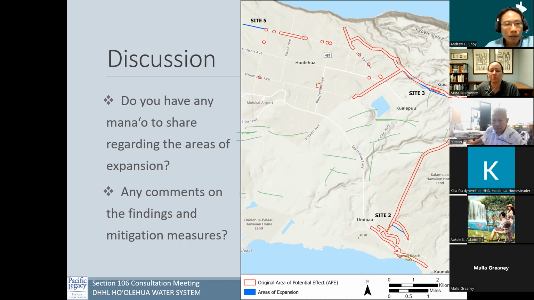Malia has a question. What is the process for notifying property lessees and private landowners when their land is involved in surveys in connection to the project?